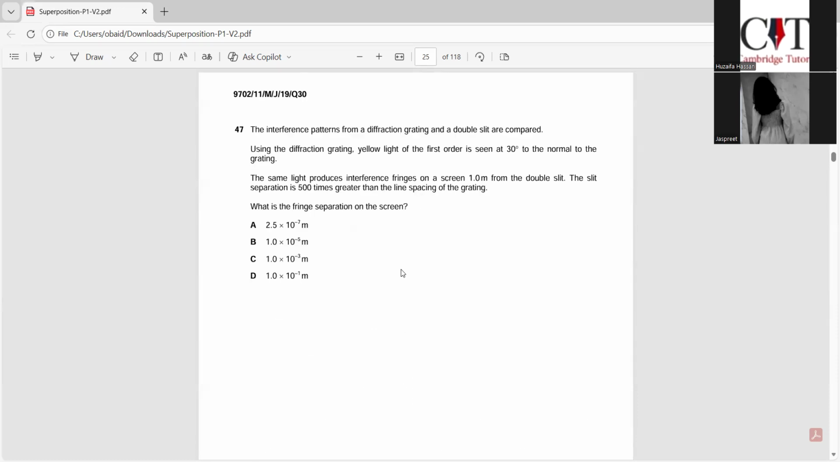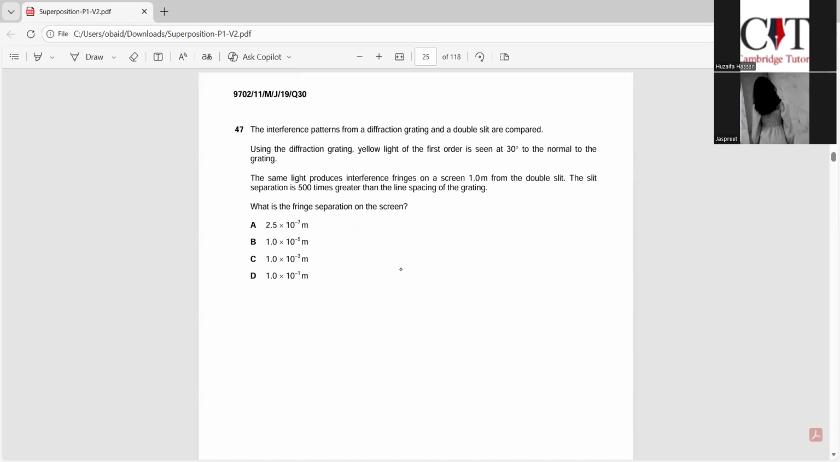Now read M47. The interference patterns from a diffraction grating and a double slit are compared. Using the diffraction grating, yellow light of the first order is seen at 30 degrees to the normal to the grating. The same light produces interference fringes on a screen 1.0 meters from the double slit. The slit separation is 500 times greater than the line spacing of the grating. What is the fringe separation on the screen?